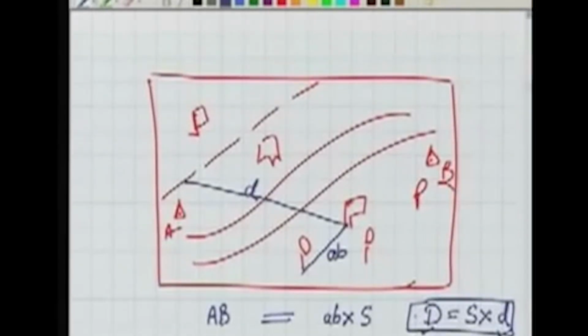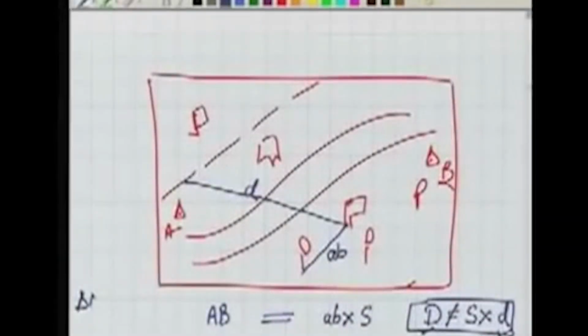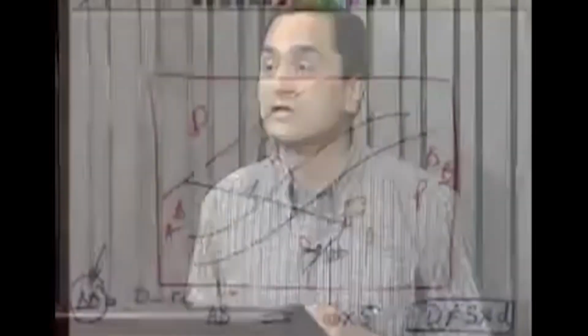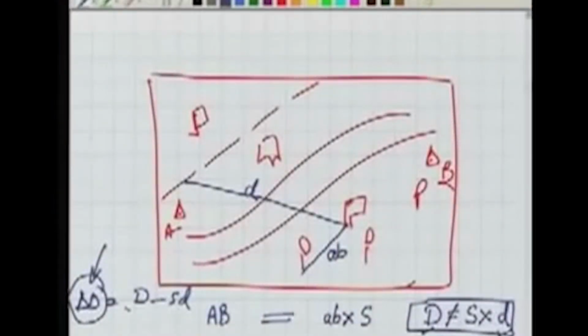But obviously there might be some errors and they will not be equal. If they are not equal, then we see what the difference is. Delta D is, let us say, capital D minus S times small d, and this difference in these two measurements is an indication of the error in the map. There can be various ways by which this error can be represented. A very simple method could be to write this delta D by capital D as the relative error. And you can say, my map has this kind of relative error.